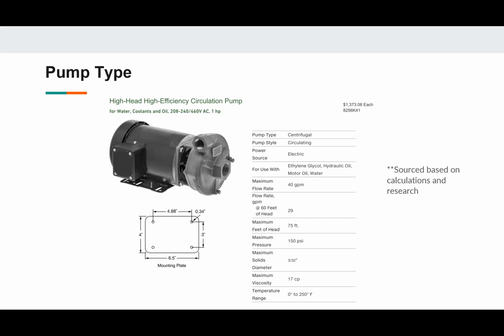which we would use to model our system after, given its similar fluid properties to Therminol 72. The maximum flow rate of this pump is 40 gallons per minute and it is rated for a maximum head of 75 feet. The maximum viscosity is 17 centipoise, which is more than enough for the viscosity of the fluid running through the system. And it can handle temperature ranges from 0 to 250 degrees Fahrenheit, which is well within our 0 to 140 degrees Celsius range for the working fluid.